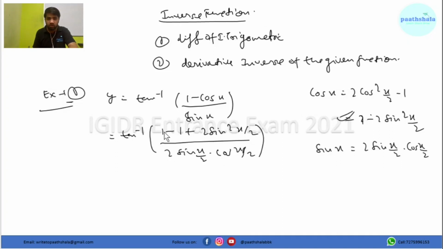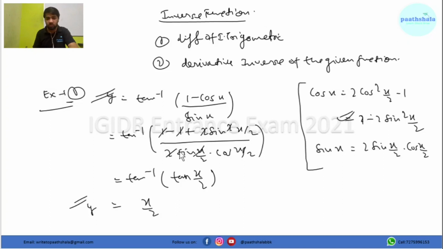Okay, so now we can eliminate 1 and 1. After this, in the next step, we can eliminate 2 and 1 sin x by 2. So this will become tan inverse of sin x by 2 upon cos x by 2, which is tan x by 2. So tan inverse and tan get eliminated and it will come out to be x by 2. Now differentiating this, I think this one is slightly easy. You have to remember half angle formulas in order to solve such questions. So here the differentiation will come out to be half. This will be your final answer.